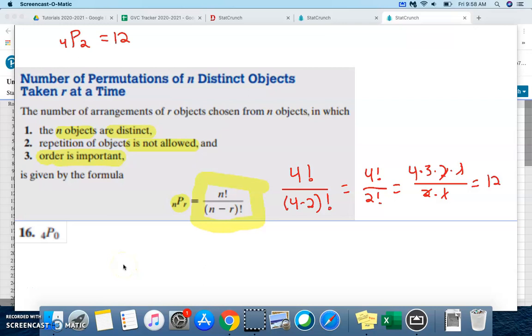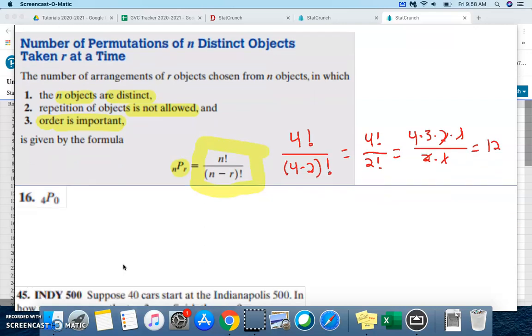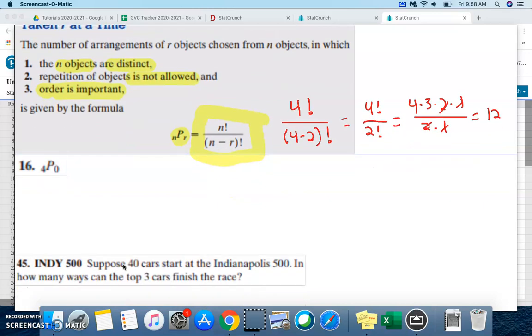Okay, this is part 2. We're looking at counting techniques, and we just looked at the idea of a permutation, the formula right here, and we want to find 4 permutations of 0. So again, the formula would be 4 factorial divided by 4 minus 0 factorial, which is 4 factorial divided by 4 factorial, which actually is just 1.